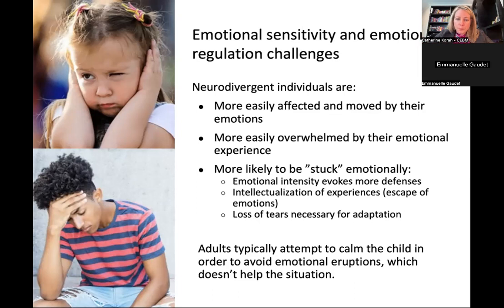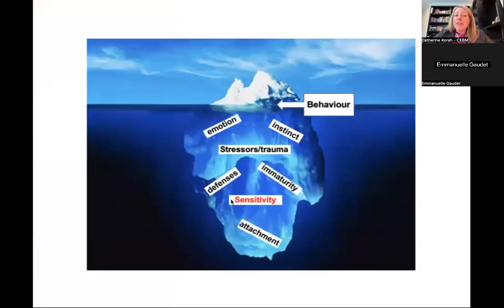Now, sensitivity, if we look at behavior at the tip of the iceberg, sensitivity can be one explanation behind the behavior that the student has. But please keep in mind that sensitivity is only one example. You know, I spoke this morning about trauma. Trauma can be another example.